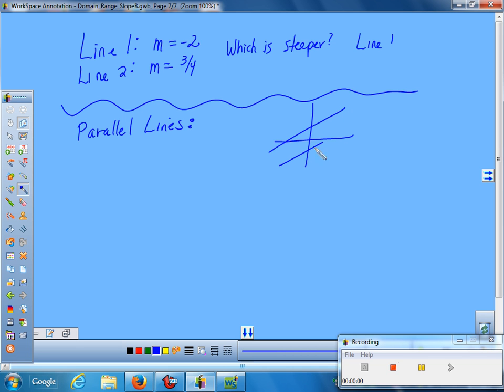Somebody back there said it. If I have 2 lines that are parallel, yeah. Parallel lines. I thought you wanted a number. Nope. Parallel lines have the same slope. The slope of the first line equals the slope of the second line.